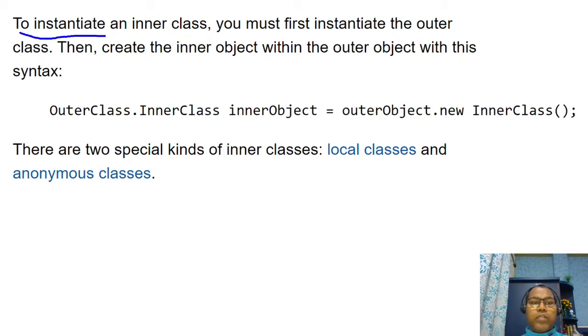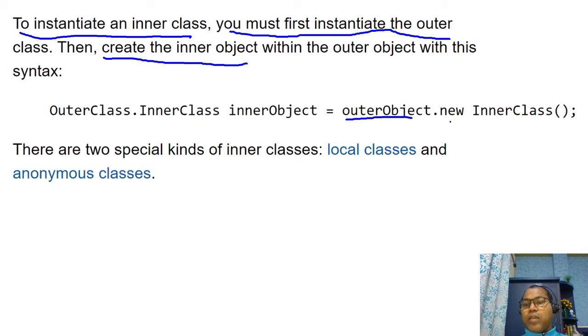How to instantiate the inner class object? You must first create the object of your outer class and then create the inner class object. So how to create objects? First you have to create the outer class object, then create a new instance object. Similarly here, you have to create the object as usual. So let's create.